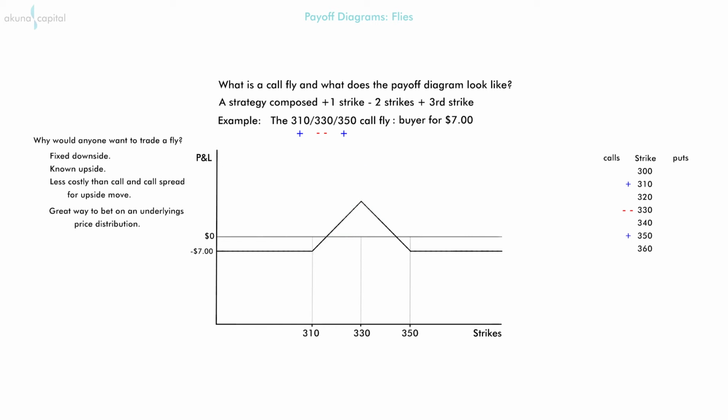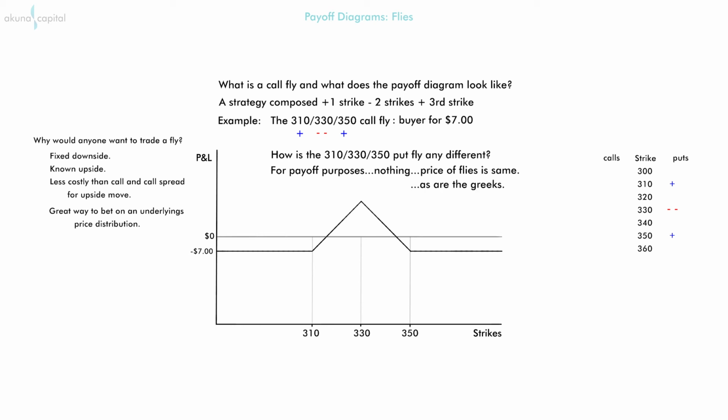So now let's look at what happens if instead of the call strikes, we trade the put strikes and buy the put fly instead. Well, it turns out that for payoff purposes, nothing changes. The price of the put fly is identical to the price of the call fly, as are the Greeks, the Vega, the Gamma, and the Theta. These are all the same, barring any special situations. Therefore, we can think of a put fly and a call fly as the same for payoff diagram purposes.